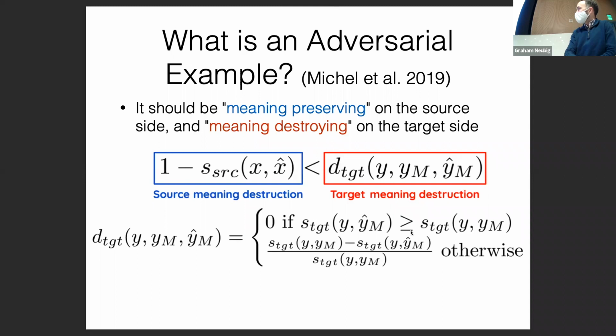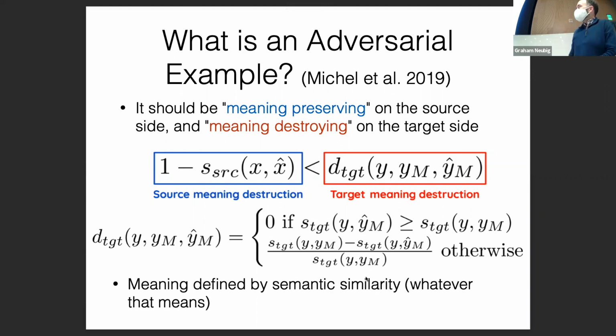And so then basically we say the target meaning destruction is, if the target semantic similarity of the adversarial input is greater than the target semantic similarity of the non-adversarial input, then we set it to zero. Otherwise, we set it as the ratio of how much the semantic similarity between the two decreased after doing the adversarial input.